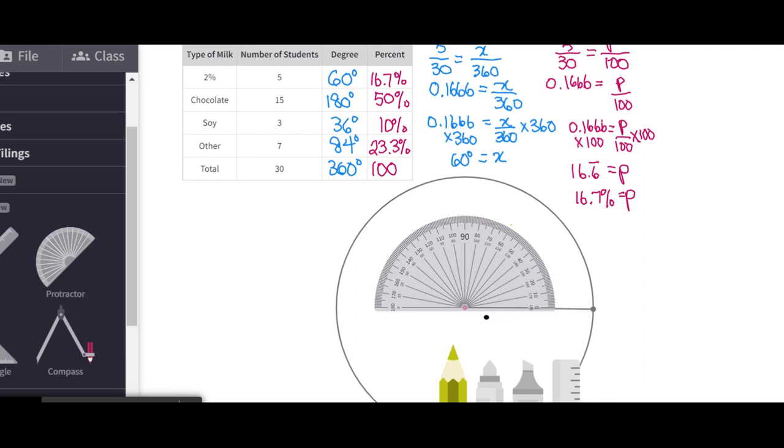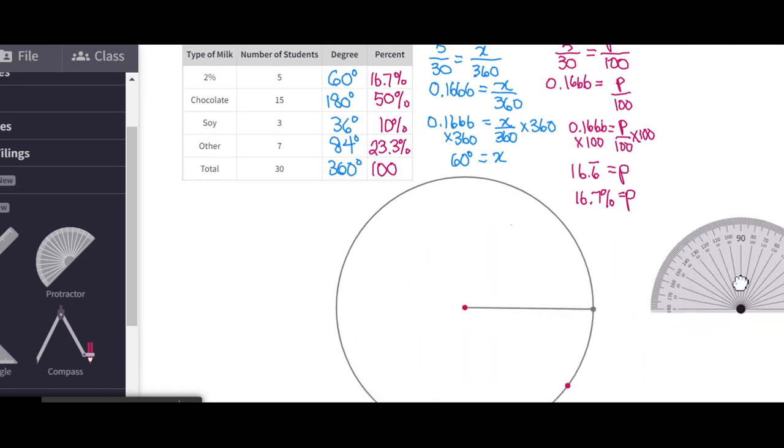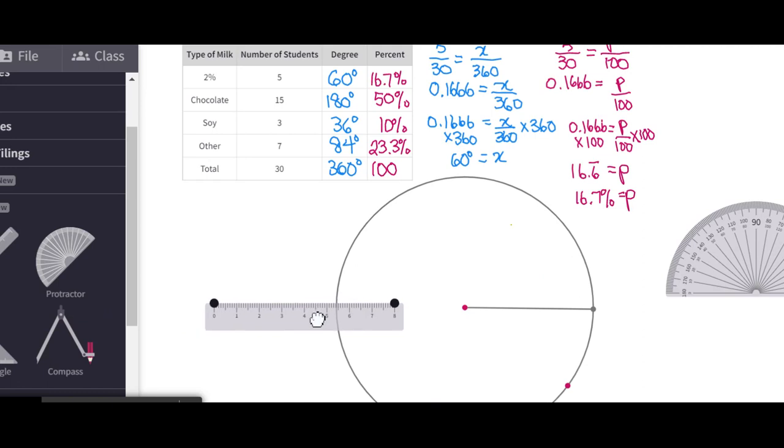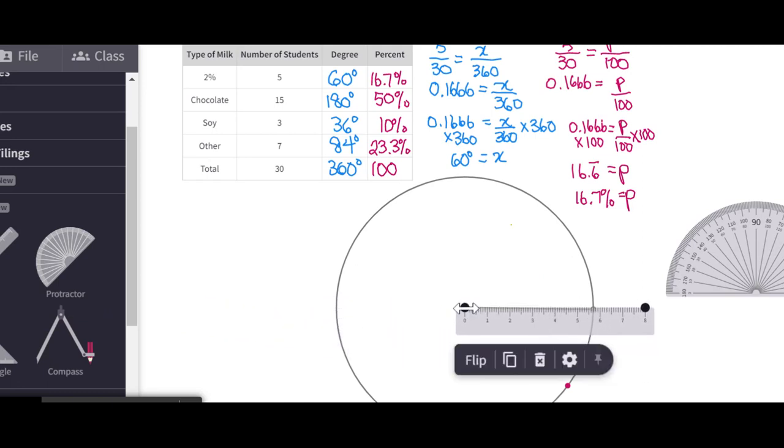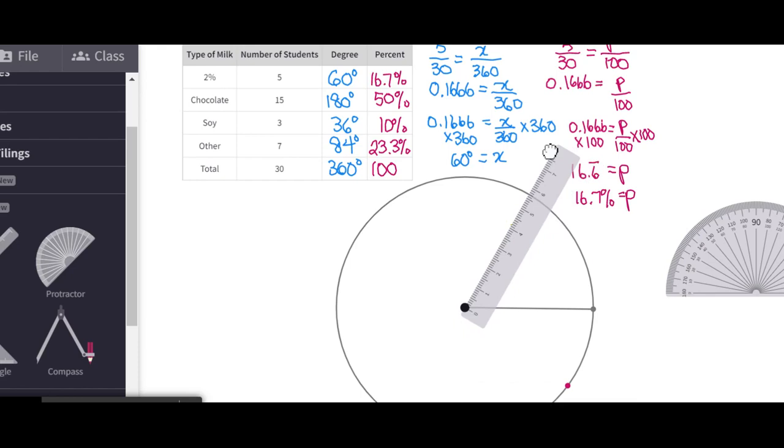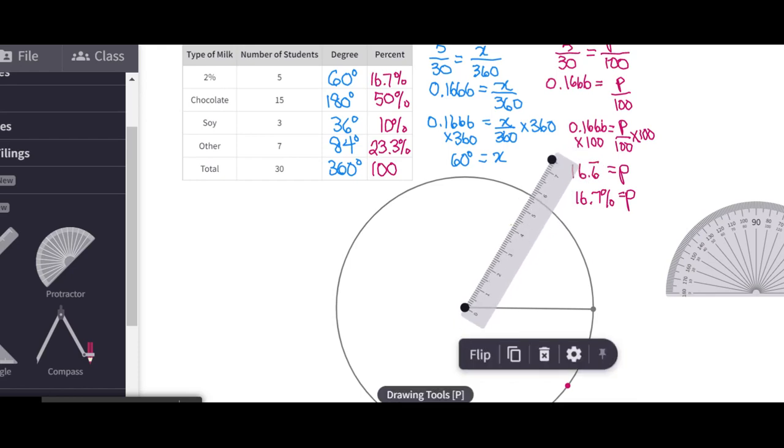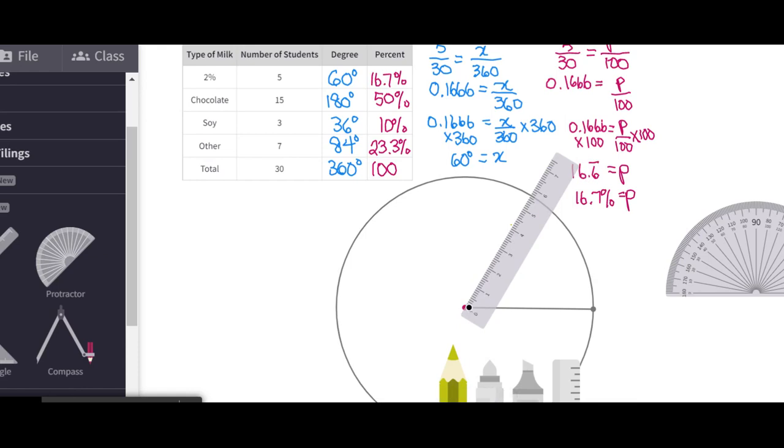Okay, so from here, I could definitely use my ruler, okay, and line up my center to my 0, move my ruler all the way to my reference right there, and I could definitely go here and draw a line from the center all the way to the edge of that circle. Okay, there we have it.